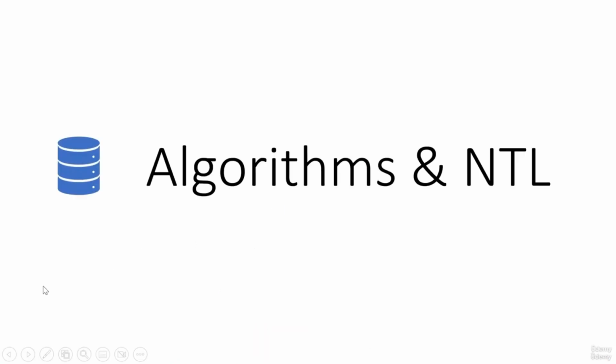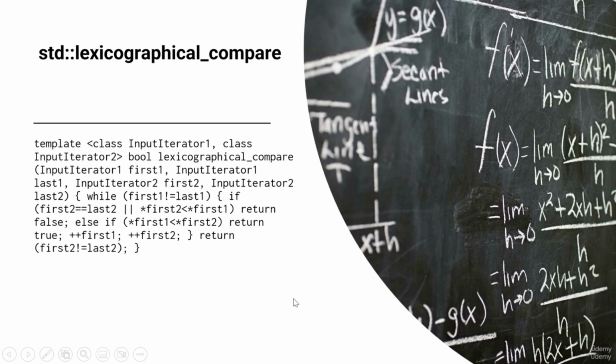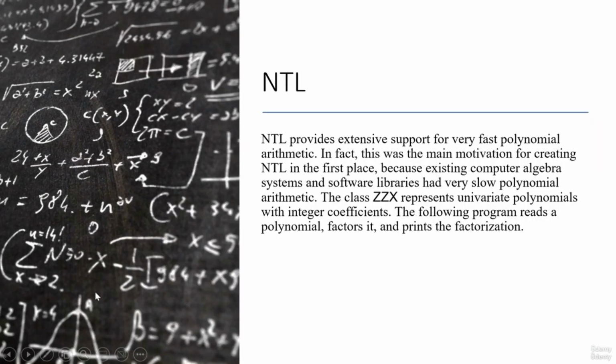This session will be looking into algorithms and NTL. So first of all, one is lexicographical compare, which is a type of algorithm we use to sort the alphabets in order. The process of using it remains the same as the algorithms we used before. We need to declare it, and then using the iterators, we can implement it.